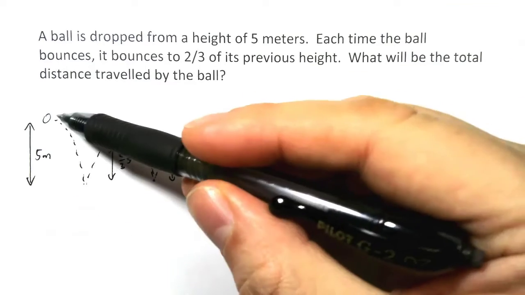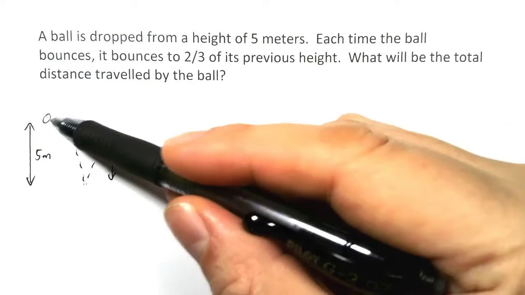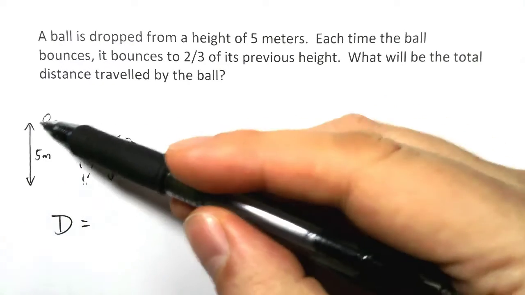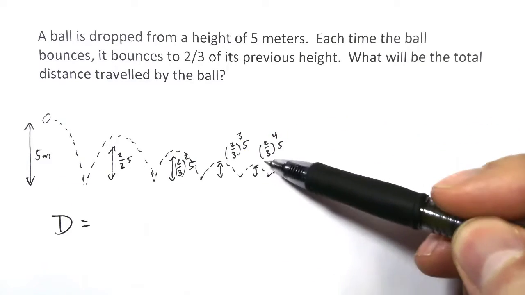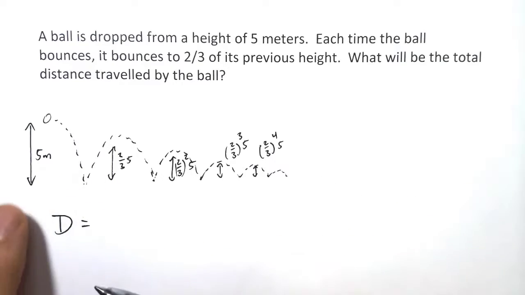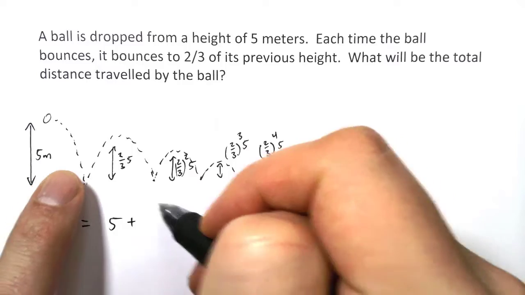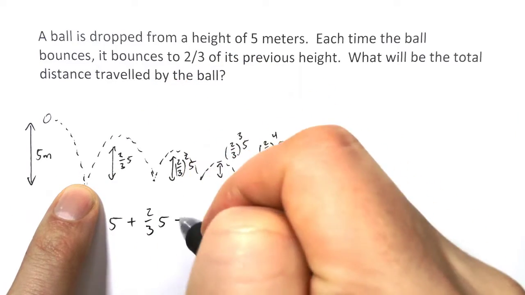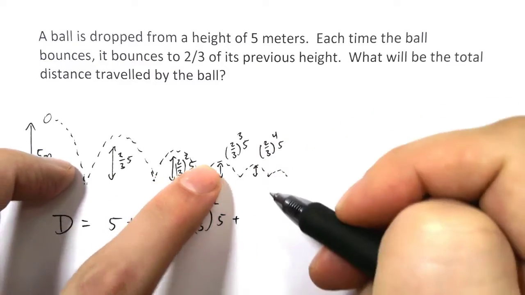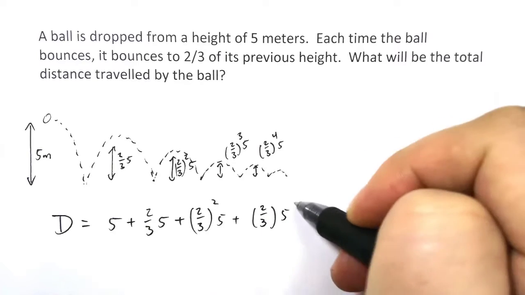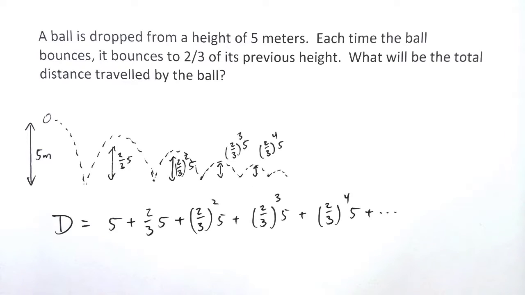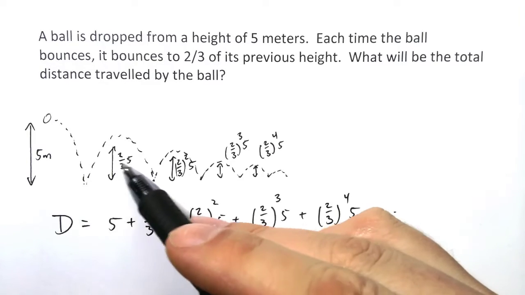So now we have to keep in mind that when it goes down, it also goes back up. So what we can do is calculate the total distance by adding up all the distances downwards and then adding to that all the distances upwards, right? So if I look at all the distances downwards, what do I have? I have 5 plus 2/3 times 5 plus 2/3 squared times 5 plus 2/3 cubed times 5 plus 2/3 to the 4th times 5, and this series goes on and on and on. This is the distance downwards. And then we also have the distance upwards.